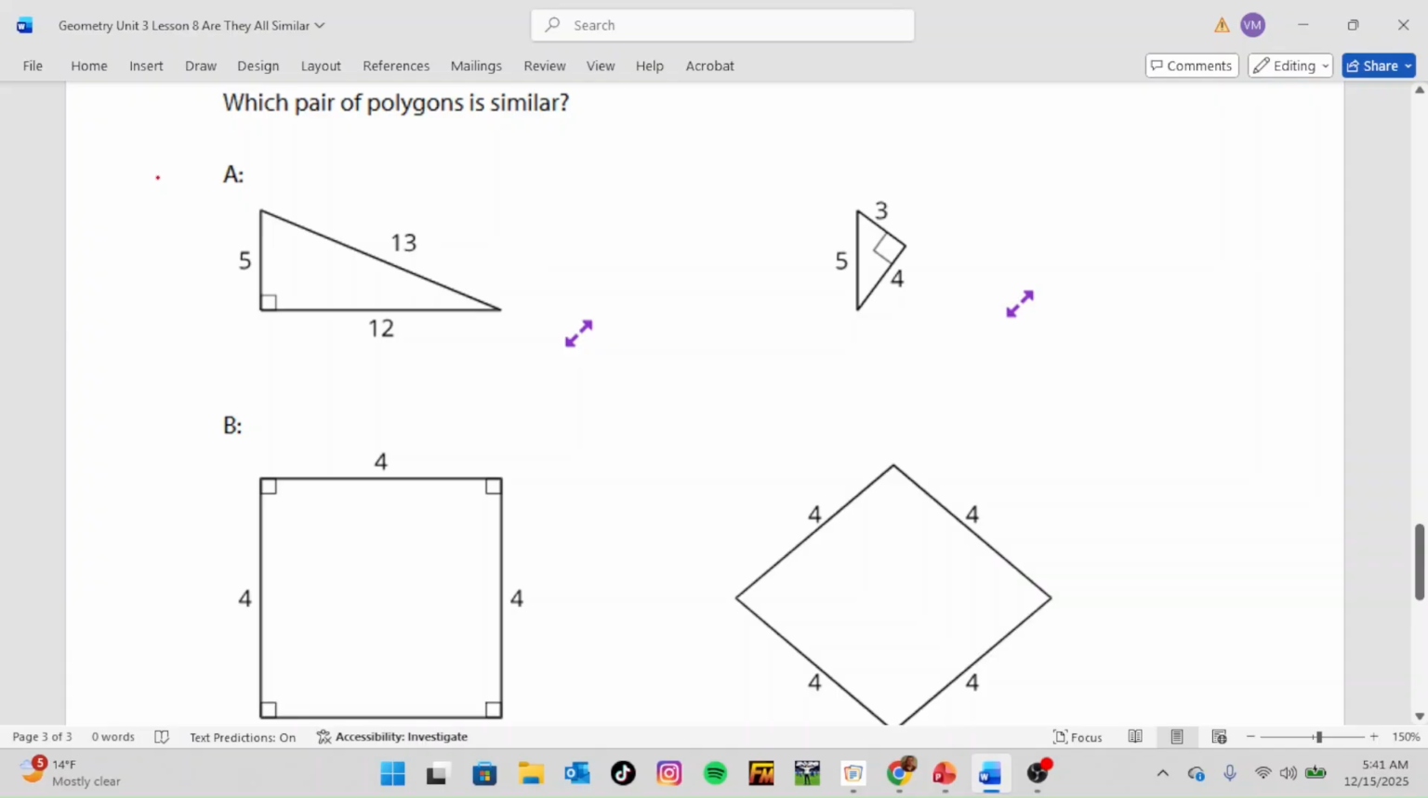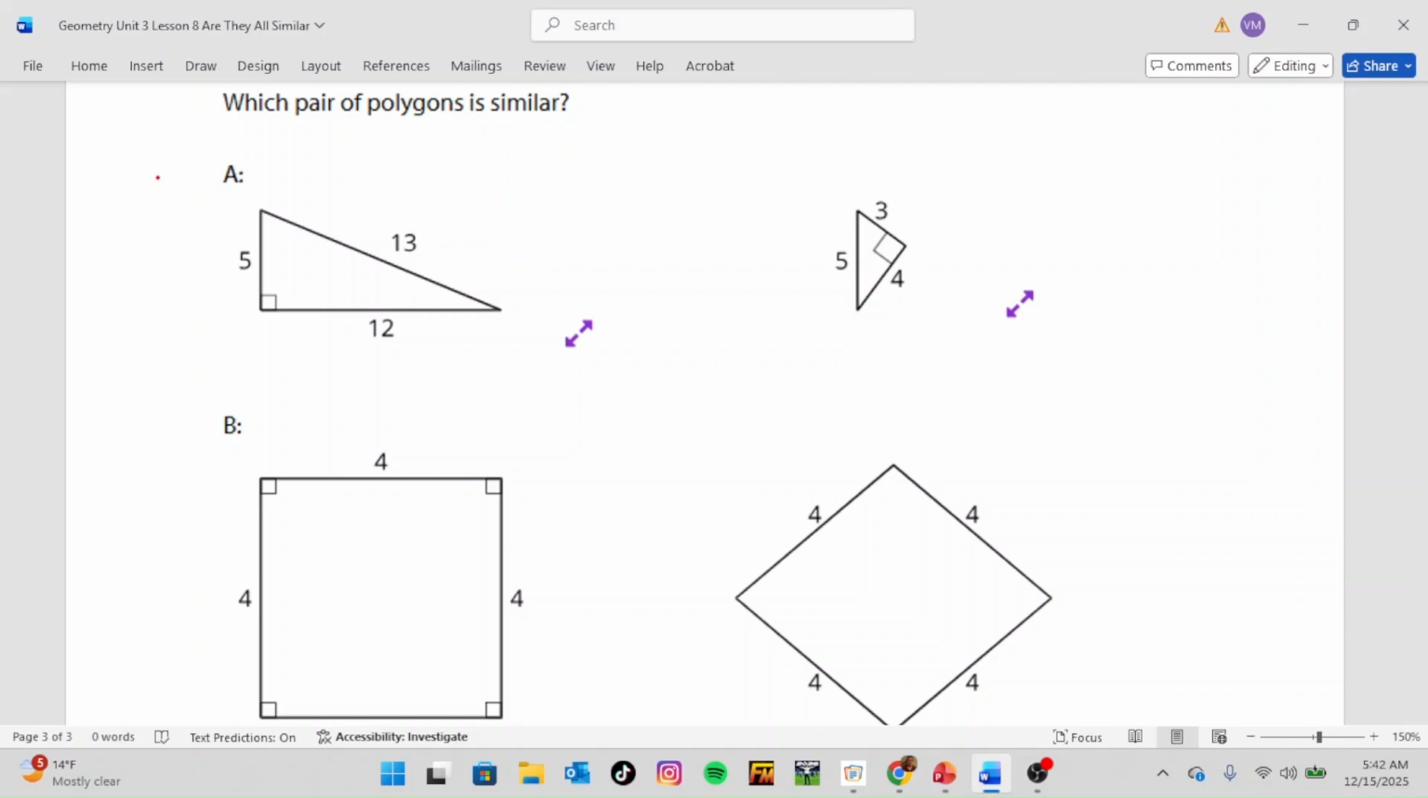Practice problem number 3. Which pair of polygons is similar? So we need to make sure that the angles are the same and the side lengths are proportional. So let's look at A. We can see that they each have a 90-degree angle. So we could go ahead and believe that the other angles are similar. So we need to check the side lengths and see if they're proportional.